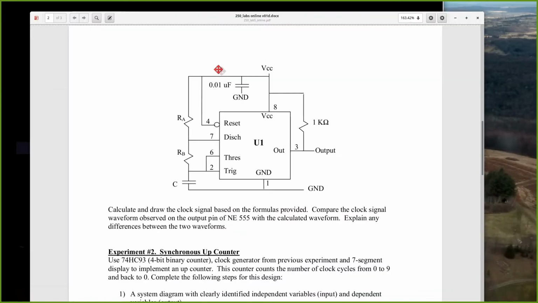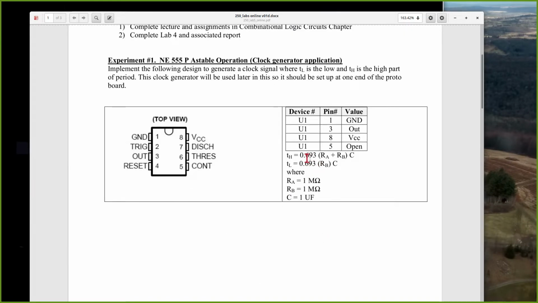So in experiment 1, it asks to find the clock cycles, I believe. So calculate and draw the clock signal? Yeah, the output. So I believe you use an oscilloscope for that? So calculating is done using these equations.